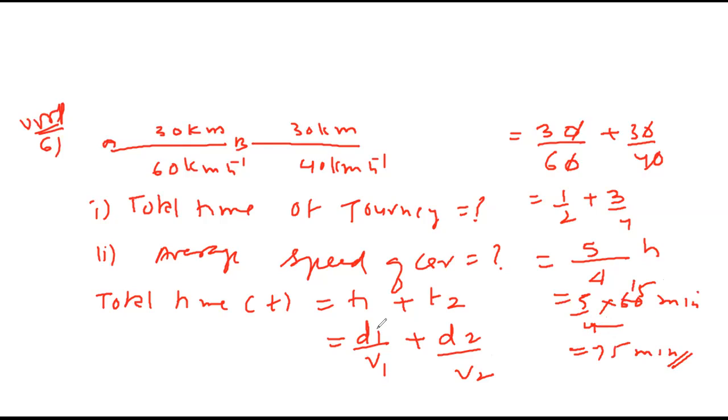Then average speed we want. First complete till this, then average speed I am doing. Sir, done. Full done till 75 minutes. I'm clearing that full then.